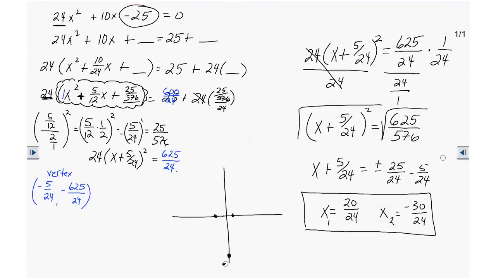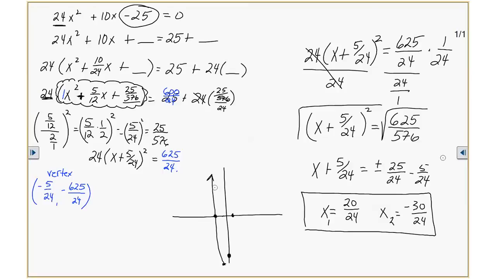So is it a skinny parabola? What's the domain? All real numbers. On a parabola, it's all real numbers. What's the range? Negative blah, blah, blah to infinity. It's decreasing from negative infinity to what? To negative 5/24. And then increasing from negative 5/24 to what?